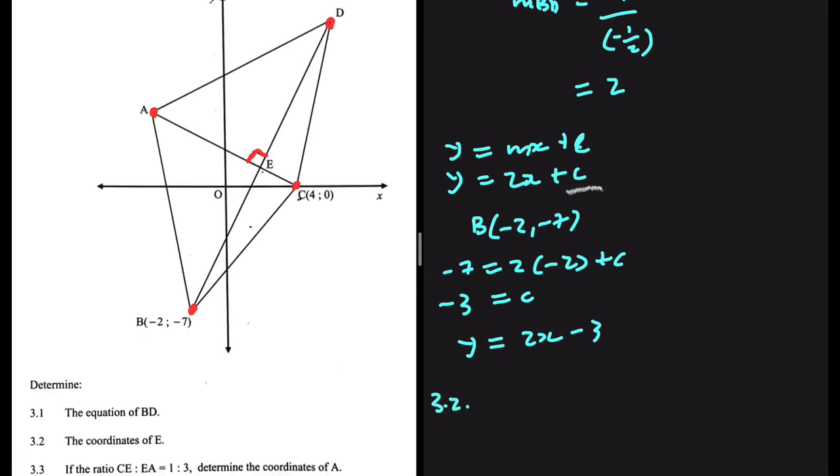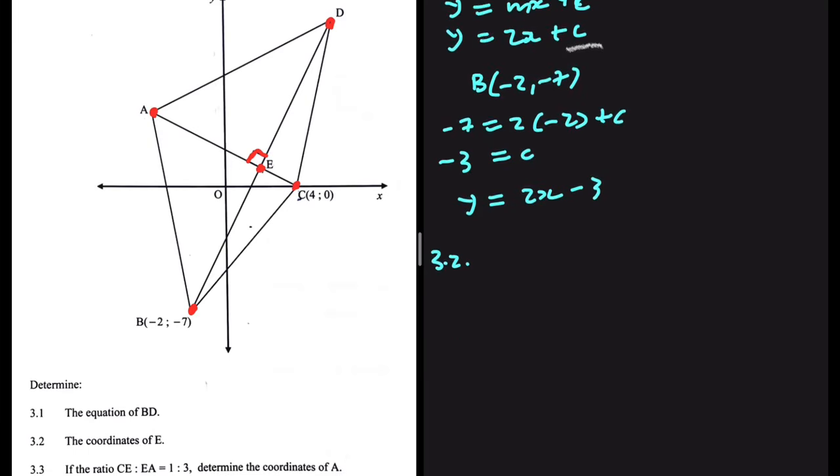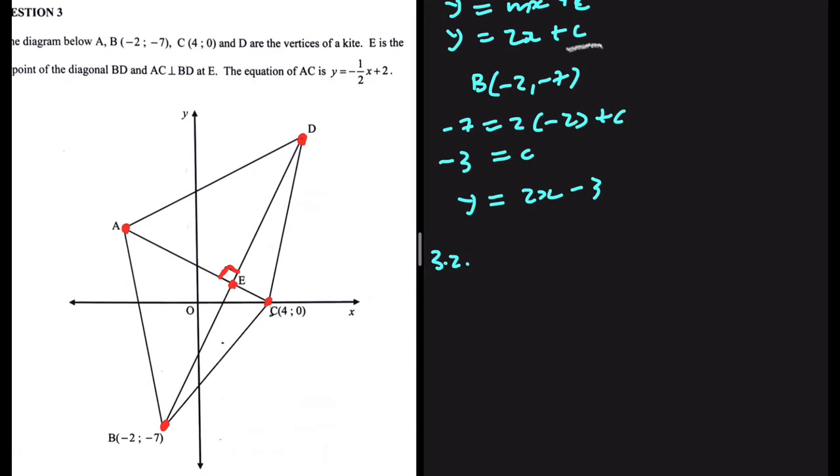3.2. We are supposed to find the coordinates of E. E is the point where AC intersects BD. This is a very common type of question. You shouldn't be getting this wrong. What are we going to do in a case like this? We're going to equate the equation of BD and the equation of AC. If we do that, we're going to have 2x minus 3 being equal to minus a half of 2x plus 2. We're going to find the x value of E and substitute it into either the equation of AC or the equation of BD.